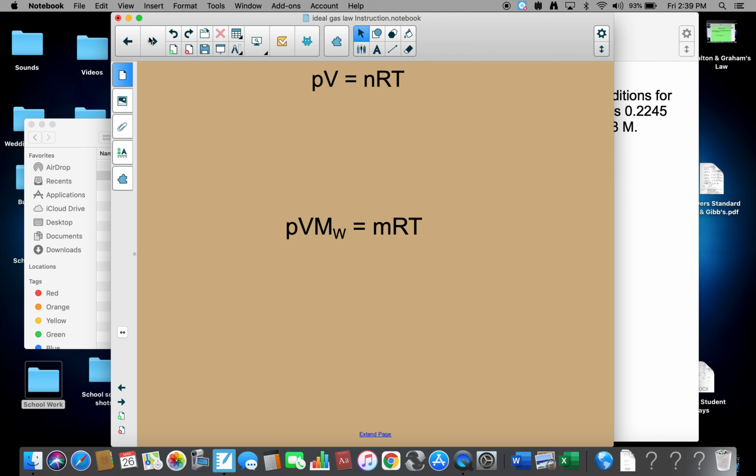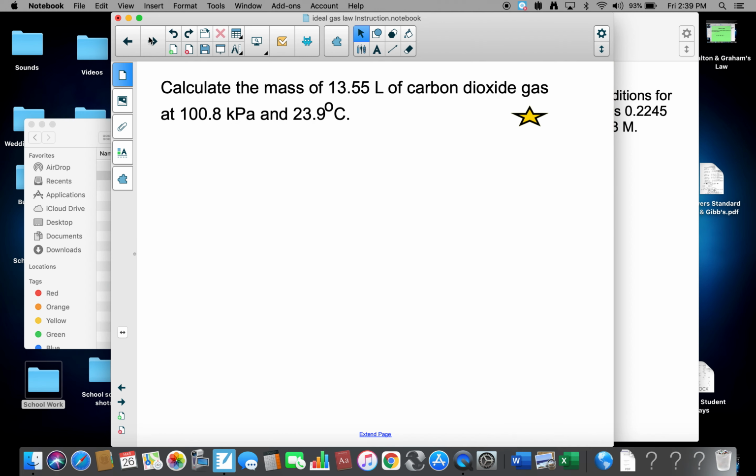Now, we take our Pivnert, PV equals nRT, and we can derive the equation PV equals (m over MW) RT. We use this if we're looking for mass. How do we do that? Well, moles is mass over molecular weight. So our second ideal gas equation is PV times MW is equal to mRT. So here's a problem: calculate the mass of 13.55 liters of carbon dioxide gas at 100.8 kilopascals and 23.9 degrees Celsius. Okay, we'll do that one in class.